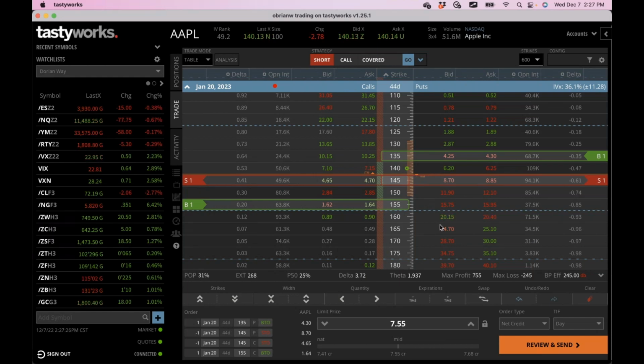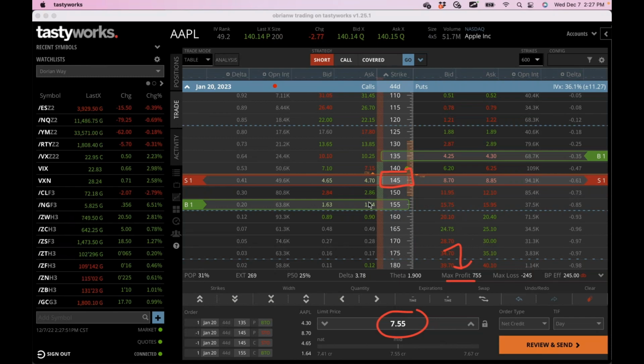Right? We need it to stay, based on the premium that we received, within a range for us to win. We can make as much as $7.55, but the odds on that are darn near zero, because it would have to pin here at the 145 for you to make that $7.55. So the odds on that are not very high. They're almost zero. So you don't bet on that.